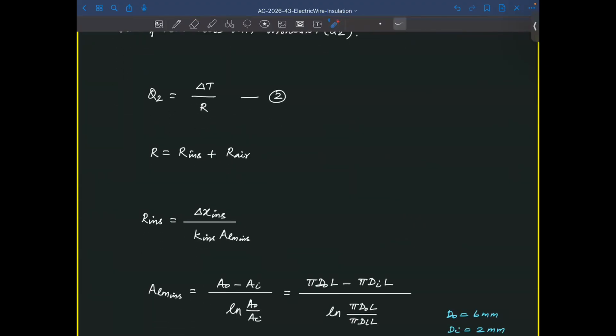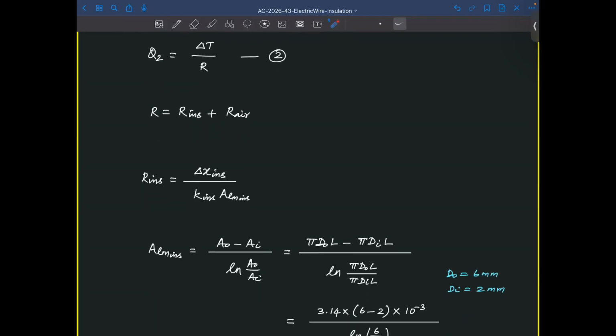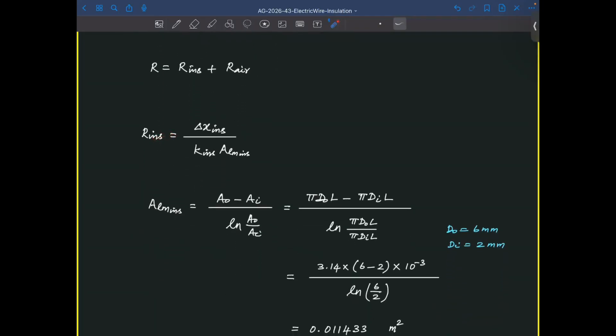The insulation resistance is the thickness of insulation divided by K into area. Resistance is directly proportional to thickness, which you can easily understand. If the conductivity is more and the area is more, resistance is going to decrease. So resistance has an inverse relation with area and conductivity.